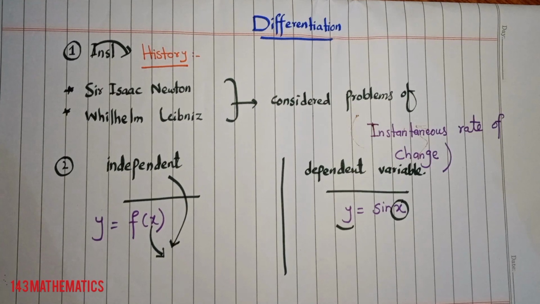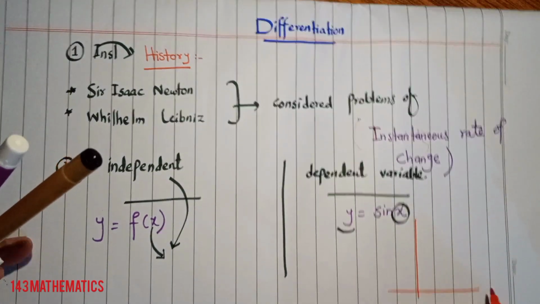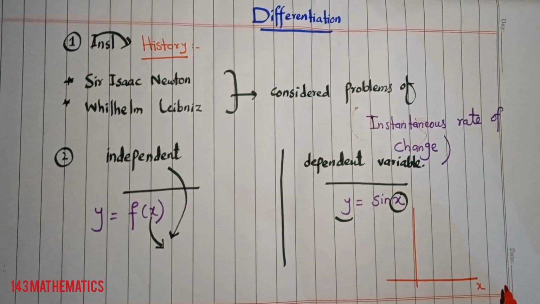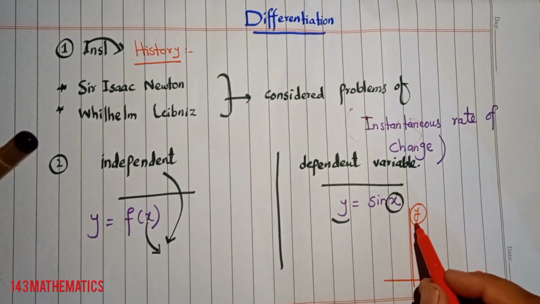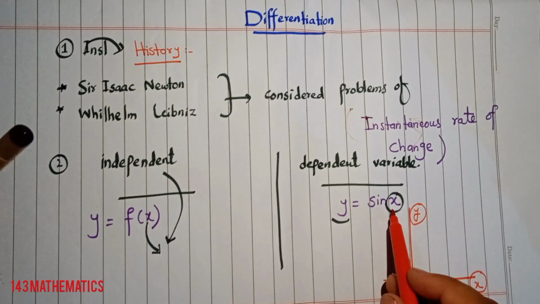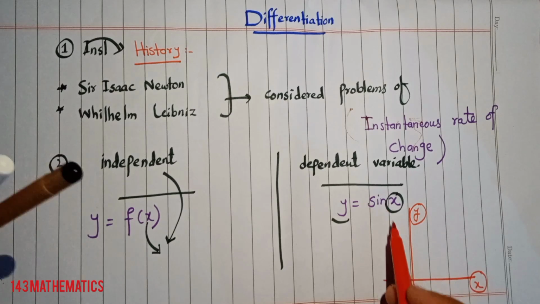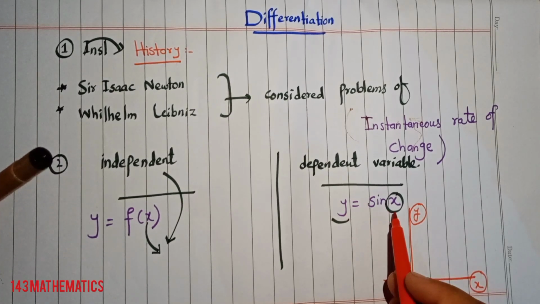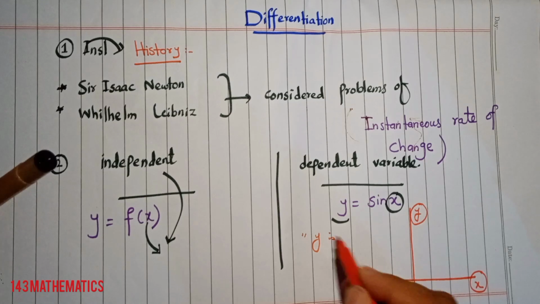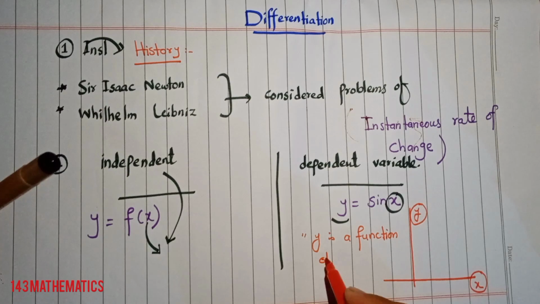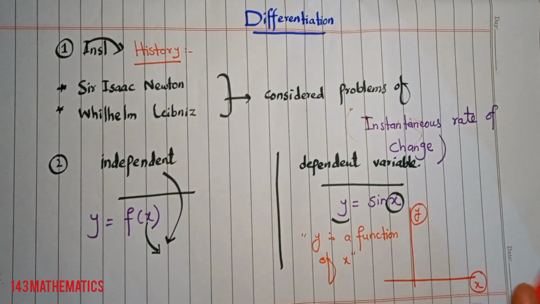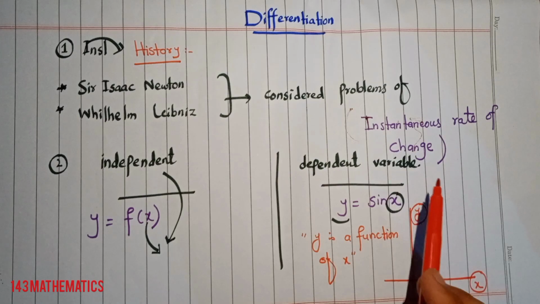If we look at the graphical representation, this is the x-axis and this is our y-axis. Generally this is called the independent variable, and this is called the dependent variable, because y is depending upon x. We can also read it as y is a function of x. So this is the basics of independent and dependent variables.